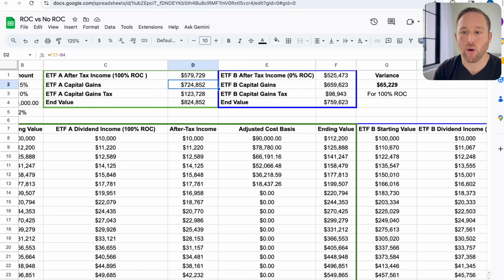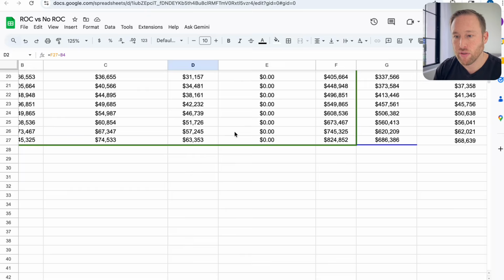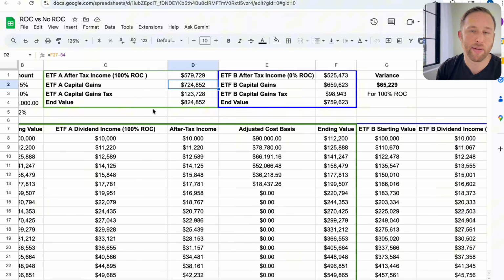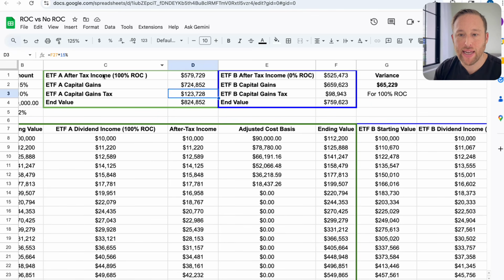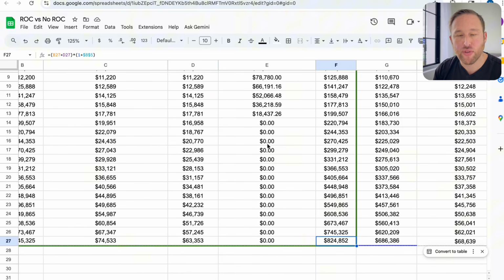All right. And so ETF-A's capital gains is 724K. In this case, we are going to take the final value minus your original investment, right? Because again, you did invest the 100K. So 724K is the capital gain. For ETF-B, 659K. Your capital gains tax is going to be on the final value, okay? So we're not going to subtract anything out of the capital gains here, right? The capital gains tax is going to be just the end value times 15%.